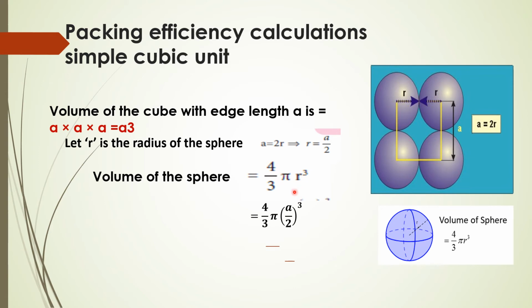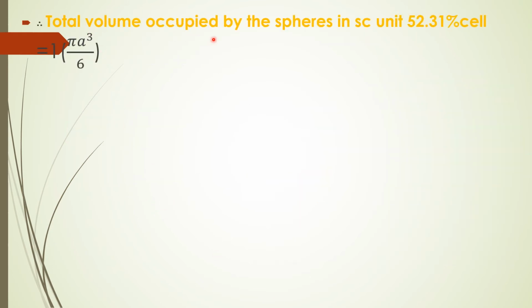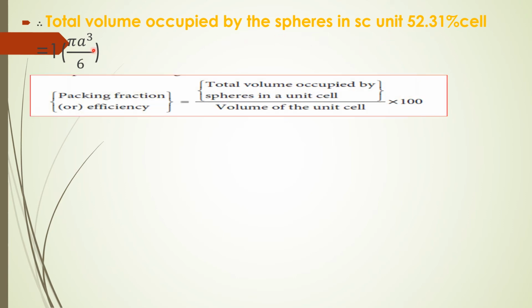I substitute the r value here. What happens? 4/3 π a³ divided by (a/2) cubed. Cubing inside the bracket gives a³/8. Cancelling, 4 into 8 gives 2, and 3 into 2 gives 6, so we get πa³/6. This is the volume of the sphere. The total volume occupied by the sphere in the unit cell is 52.31%, equal to πa³/6.